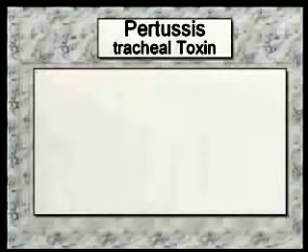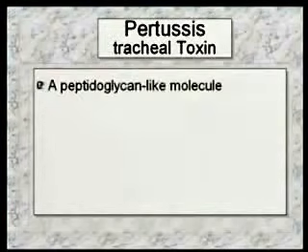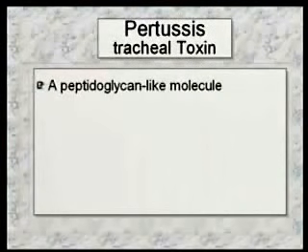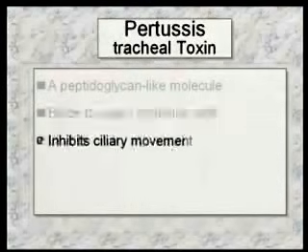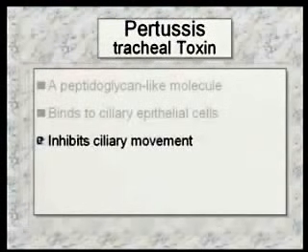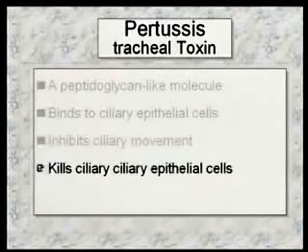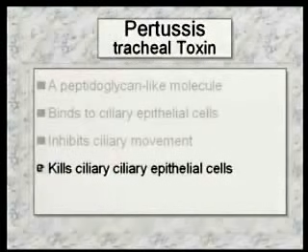Okay, tracheal toxin, as the name implies, it damages tracheal cells. In chemical nature, it is like peptidoglycan. As a matter of fact, some recent observations suggest that it is a monomeric form of peptidoglycan. It binds to the tracheal cilia, ciliary epithelial cells, and causes their damage. Inhibits ciliary movement, and it kills ciliary epithelial cells. There should not be two ciliaries. Ignore the second one.